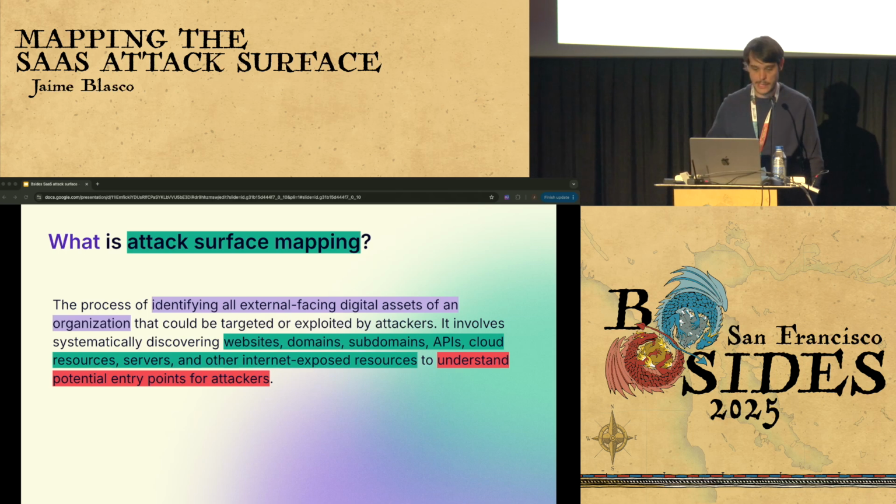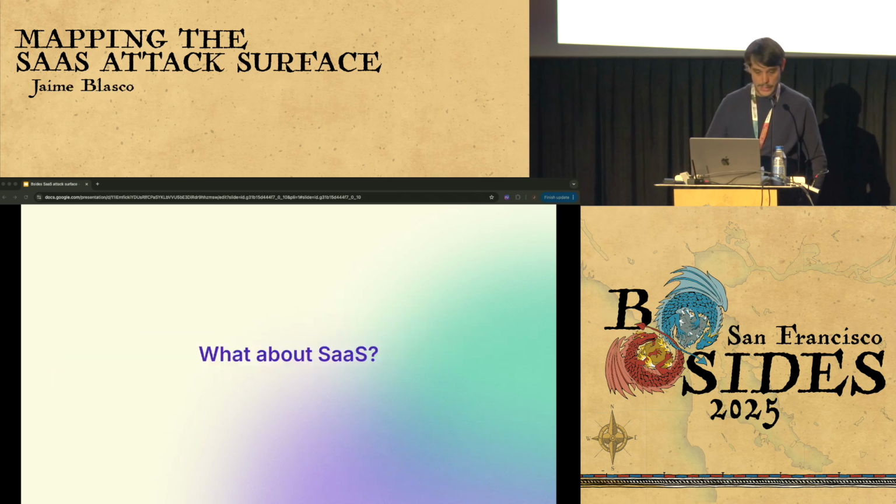A lot of you are probably familiar with ASM, or attack surface management. That's the process of mapping any external facing asset from a company. That can be IP addresses, domain names, subdomains, applications, etc. The main goal is understanding, from an attacker's perspective, what potential entry points you have into a company. Traditionally this has been very focused on on-prem infrastructure and cloud applications, but there hasn't been a lot of focus on SaaS.